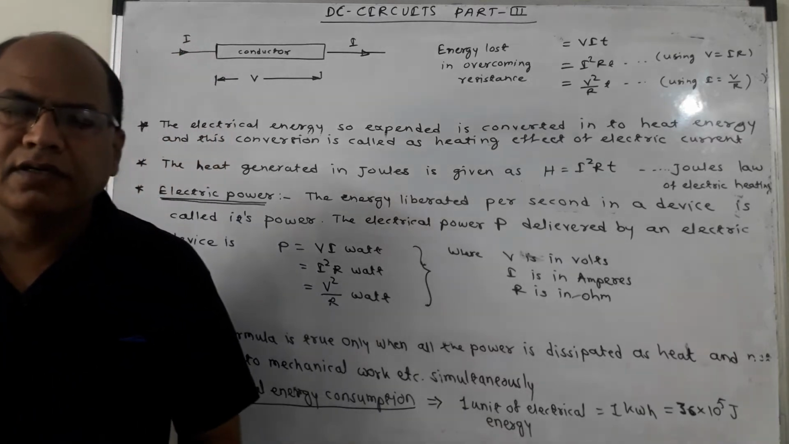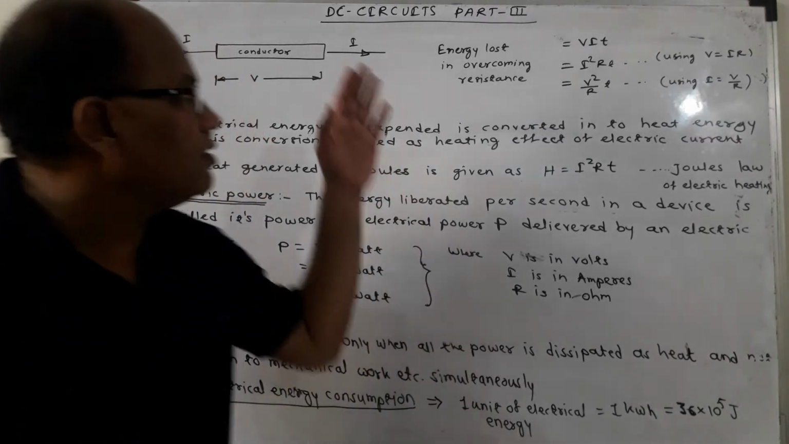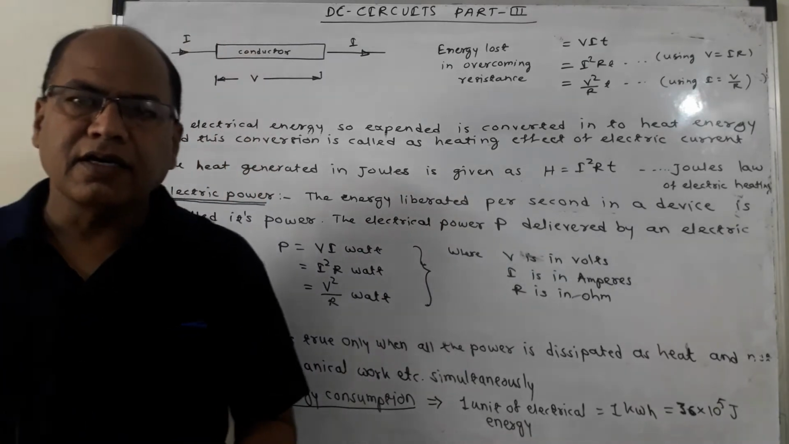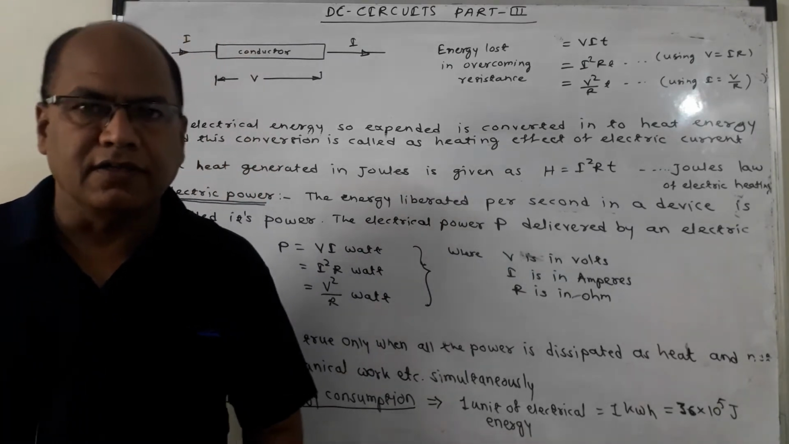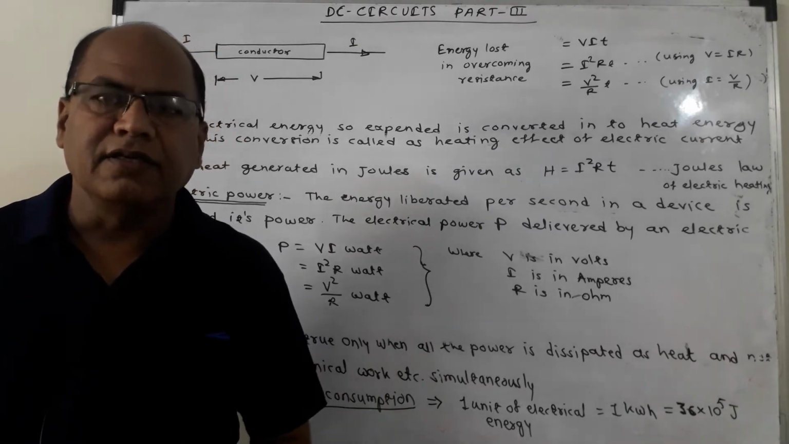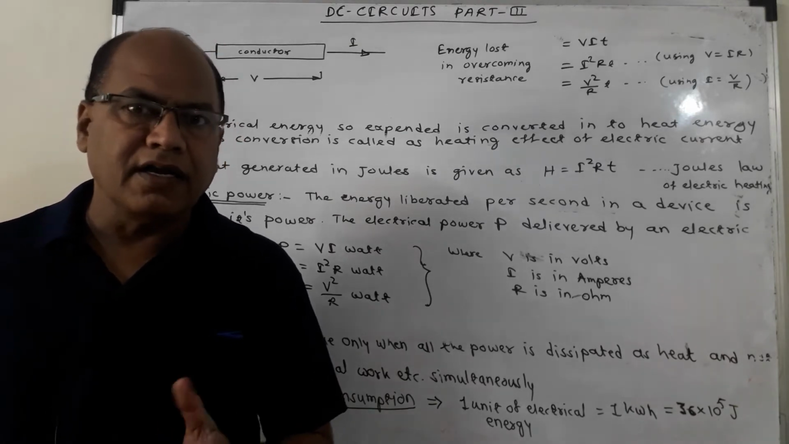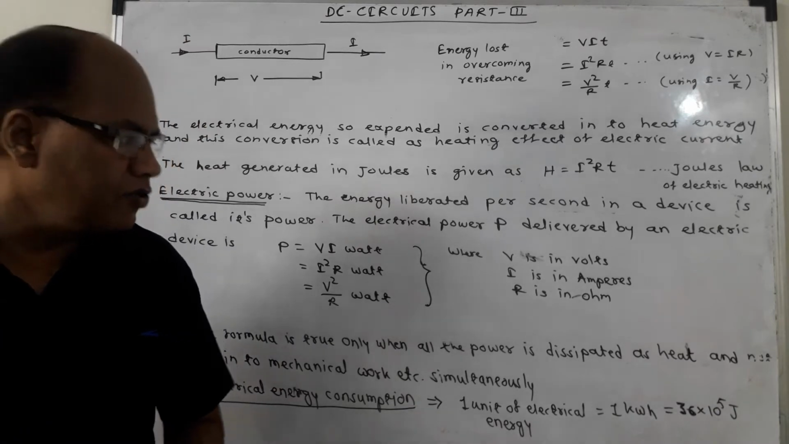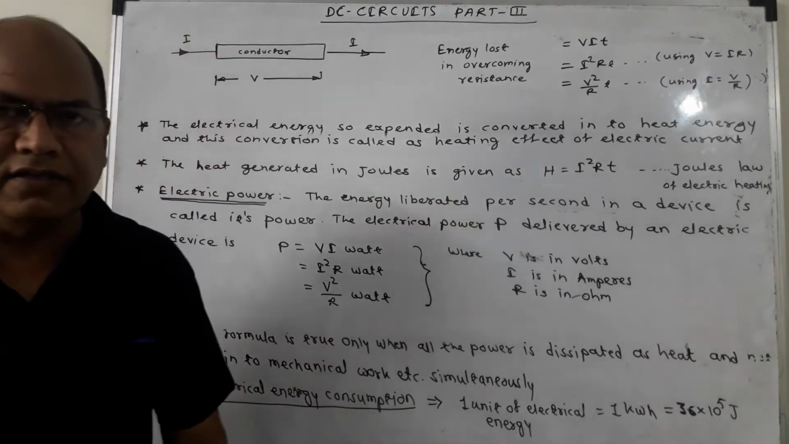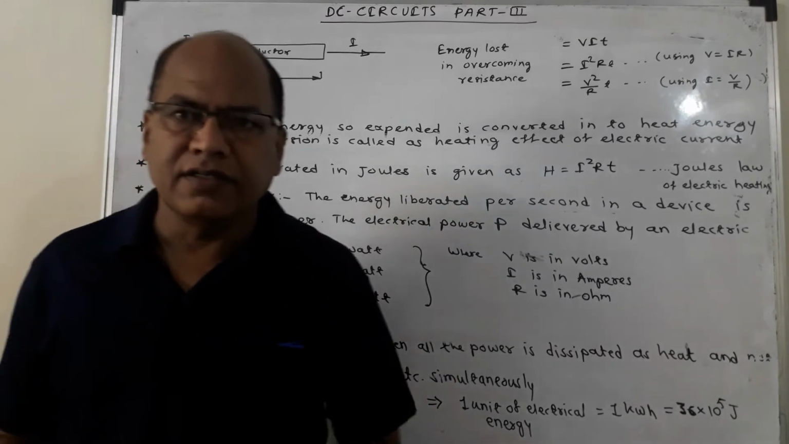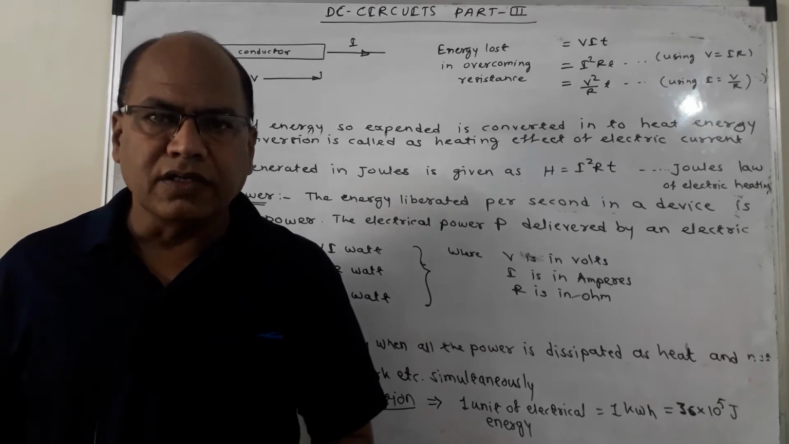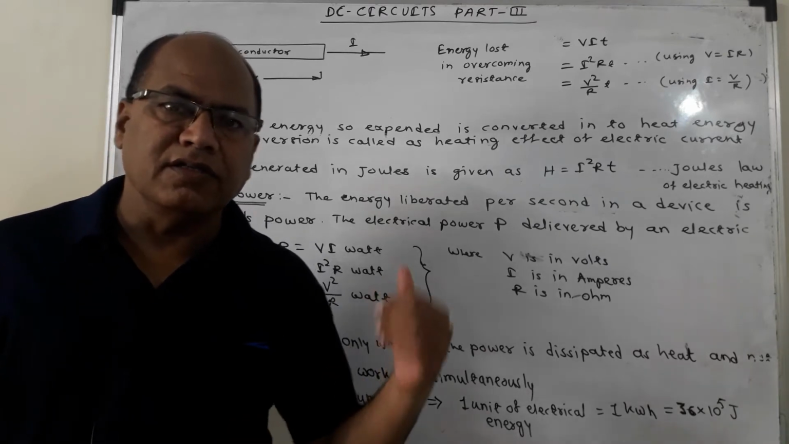Hello students, in this video, DC circuits part 3, I want to discuss the electric energy lost in a conductor, the heating effect of an electric current, then the power delivered by an electric device, the unit used for the measurement of electrical energy, and along with this, at the end of this video I am going to go through certain MCQs on this type.